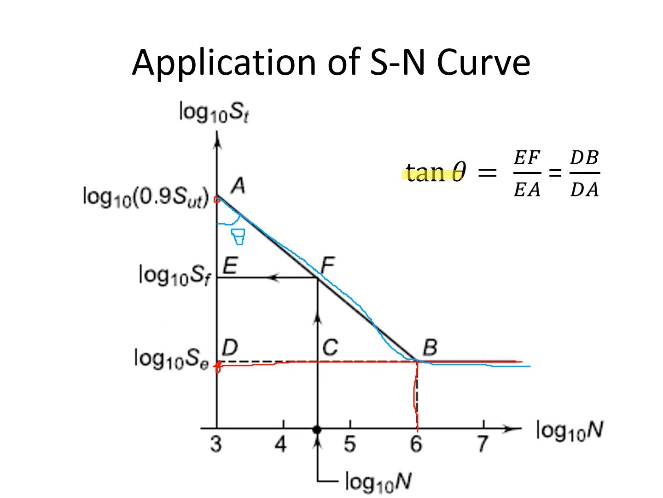So the only unknown is DE or EA. By finding this EA, we can find DE. By using this DE value, we will be able to locate this point E, and by taking the antilog, we will get the strength. We can use that strength value to find the allowable strength. By doing this, we can save the material.